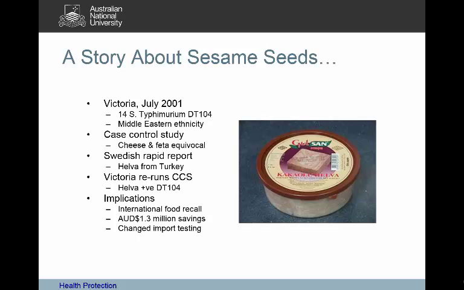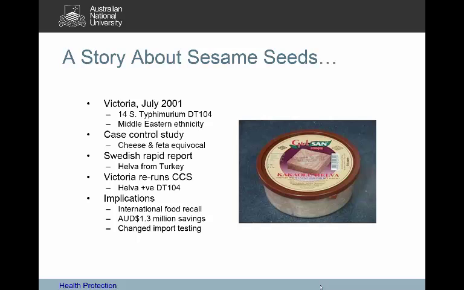The implications of this is that there was an international food recall. So once the source was identified, the health department communicated it to the national focal point, which then distributed that information through the international health regulations and other foodborne disease investigation networks. And there was a recall on 3 or 4 continents for this particular halva. It also resulted in about $1.3 million worth of savings because they were able to destroy a good proportion of the shipment of this particular product. A lot of it hadn't actually been distributed, so they were able to recall it and destroy it.